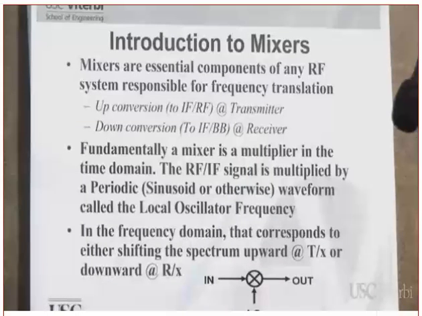At the receiver side, we call it what? A down conversion from an RF to what? IF. Or RF directly to the what? To the baseband. Which one is more challenging? Which one is more challenging is at the receiver. Why? It is more challenging than at the transmitter.